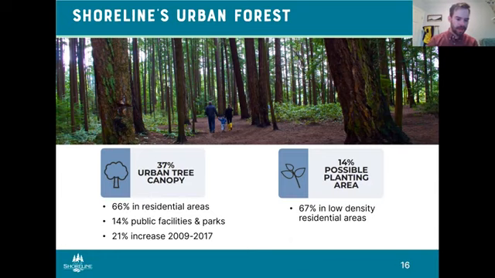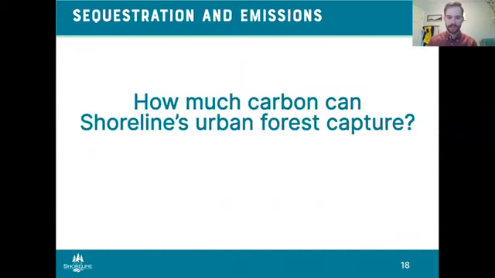So a lot of the current tree canopy, 66%, is in residential areas, as well as a lot of the possible planting area, up to almost 70%. But our parks and public open spaces and private open spaces are still a really, really important thing we need to consider here. And then just to note that we've seen our urban forest canopy grow by 21% since 2009. Next slide, please. And so in terms of emissions, how much is our urban forest doing?